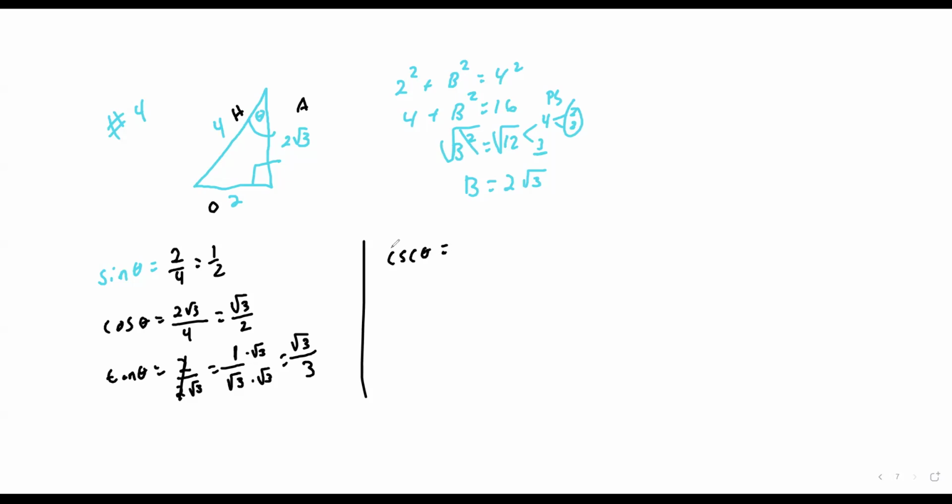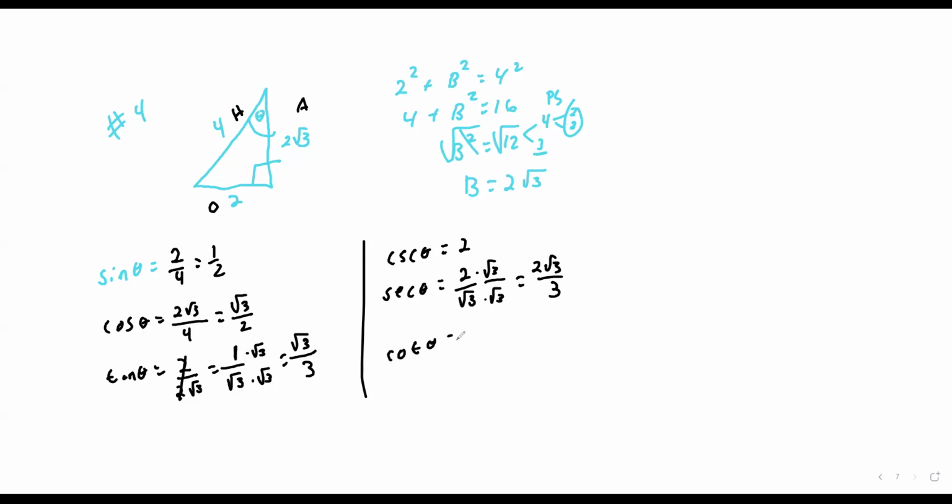Cosecant of theta will be the inverse of 1 over 2, which in this case is just 2. Secant of theta would be the inverse of this. The original one doesn't make it any easier, so I'm just going to go with this process here. So once we flip it, we have to rationalize it. So this gives me 2 square roots of 3 over 3.